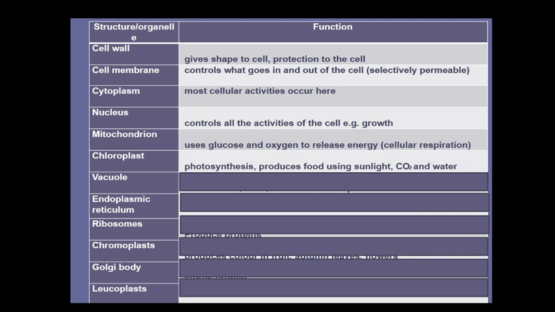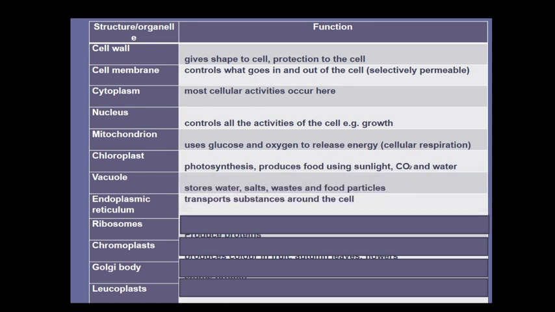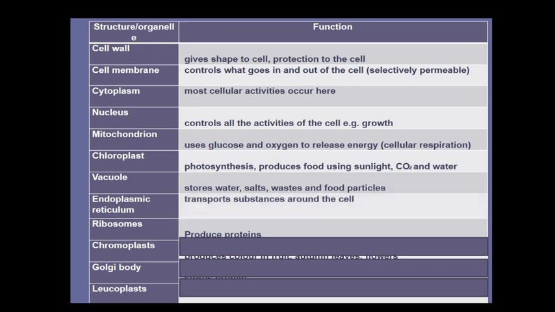Right, the next one is the vacuole. The vacuole stores water, salts, waste, and food particles. And we're going to learn today that plant cells have a really big vacuole, whereas animal cells either have no vacuoles or very small ones. Next one, endoplasmic reticulum, my favorite one. This is the organelle that transports substances around the cell. Next one, ribosomes. They produce protein for the cell.